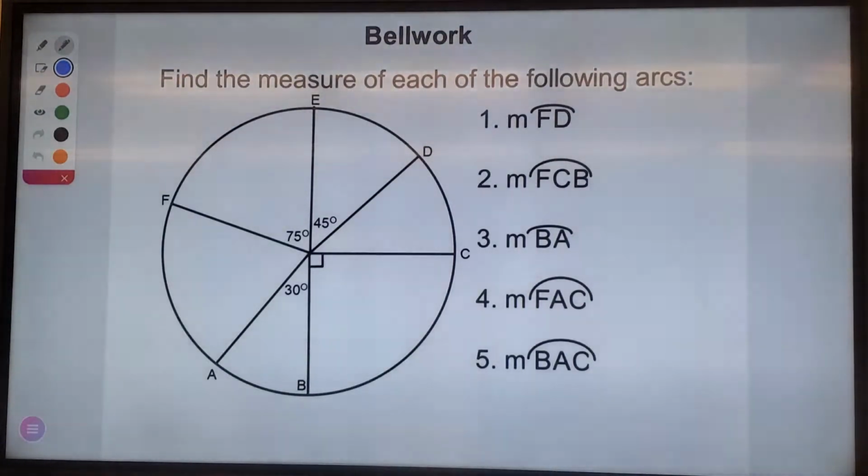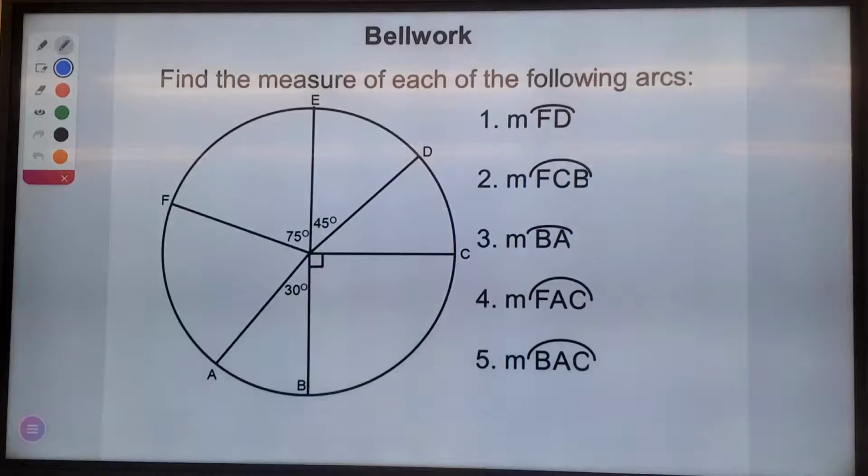So for the bell work here, we're going to find the measure of each of the following arcs. Okay, and my suggestion when you get something like this is to go ahead and take the figure that we're given and fill it out as complete as possible. Again, you're going to focus on some small things that you should know. Focus on the fact that a circle has 360 degrees total. Focus on the fact that a half of a circle is 180 degrees.